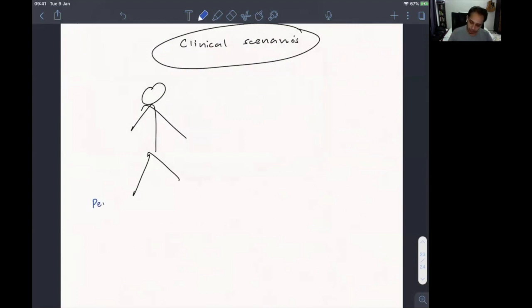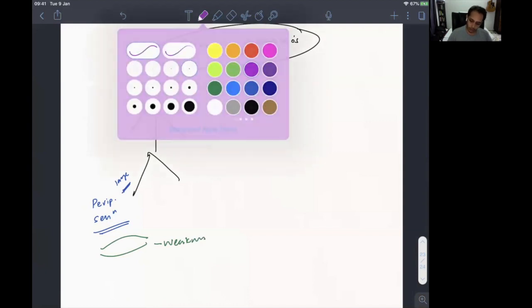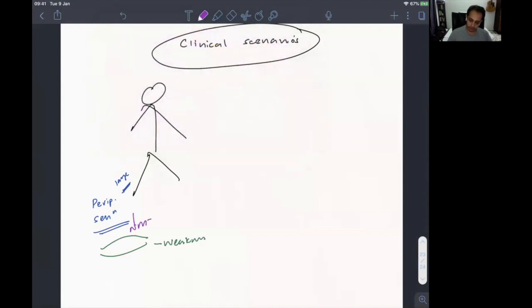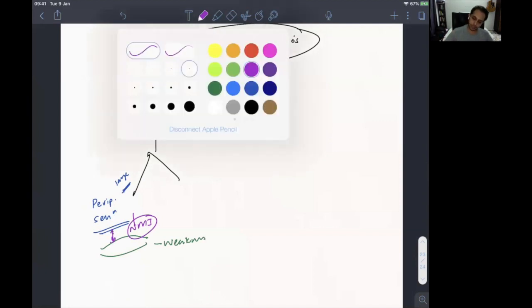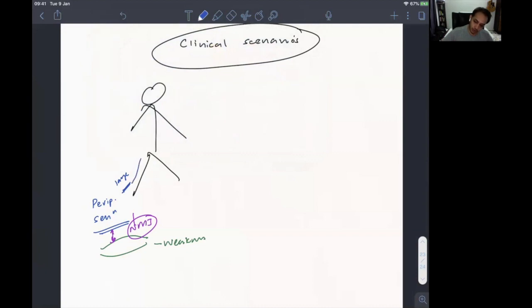You need your peripheral sensations to be intact. So peripheral sensations meaning your nerves, your large fiber nerves mainly, because that is what carries your sensation. You also need your muscles to be intact, because if your muscles are not working, then there will be weakness. You need your neuromuscular junction to be intact, because that is what will give the signal between your nerves and your muscle. You need the entire tract of your nerve all the way to the spinal cord. So that means your plexus and your roots, all of them should be intact.